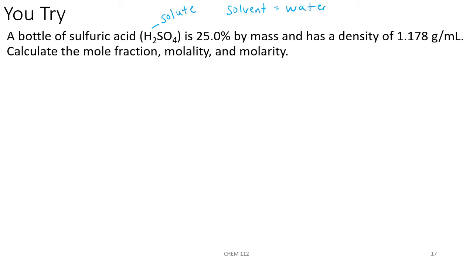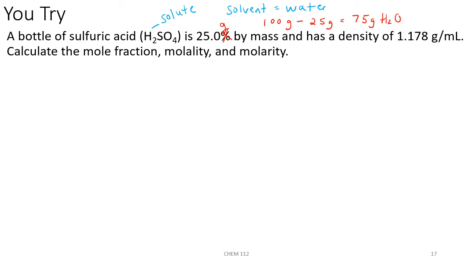If we know that the solute is present in 25%, we can assume that it's out of 100% total. The easiest thing to do is to cross off our percentages and assume that they are grams. So if we have, out of 100 grams, 25 grams of it is our solute sulfuric acid, then 100 grams minus the 25 grams of solute will equal 75 grams of our solvent, which we just said is water. So we have 25 grams of sulfuric acid in 75 grams of H2O.